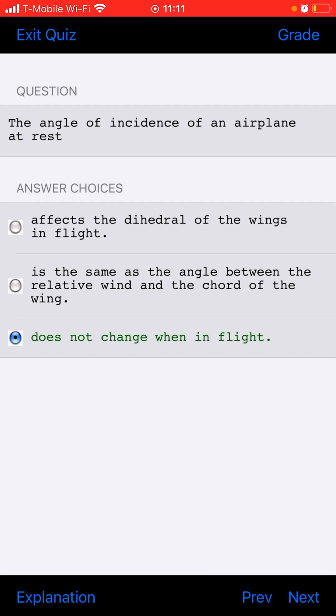Where does the breakage of the control cable wires occur more frequently? Breakage usually occurs where the cable passes over the pulleys and through the fairleads.